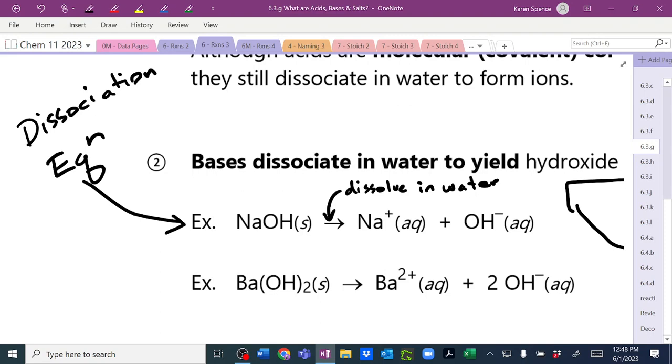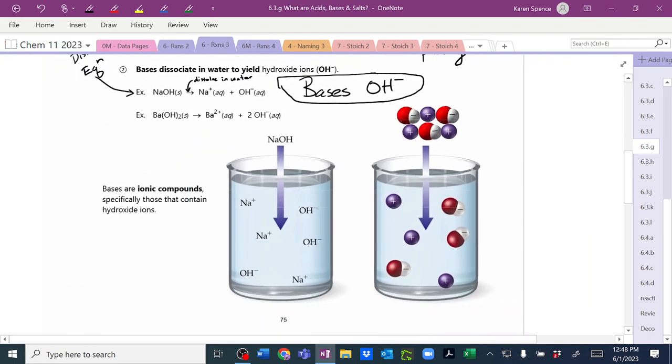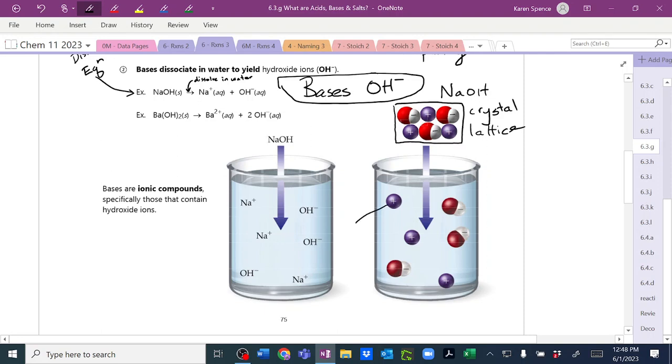Let's take a look at what that looks like in the diagram. There we go. You can see we have a lovely little NaOH crystal lattice. And then floating around in solution, we have Na plus ions, and we have OH minus ions, and those ions all float around separately.